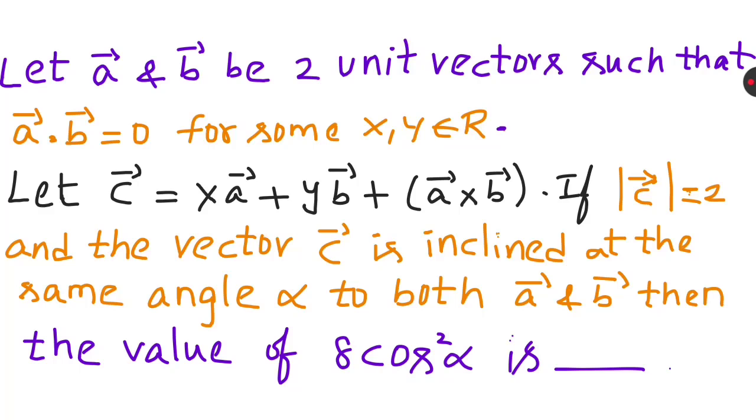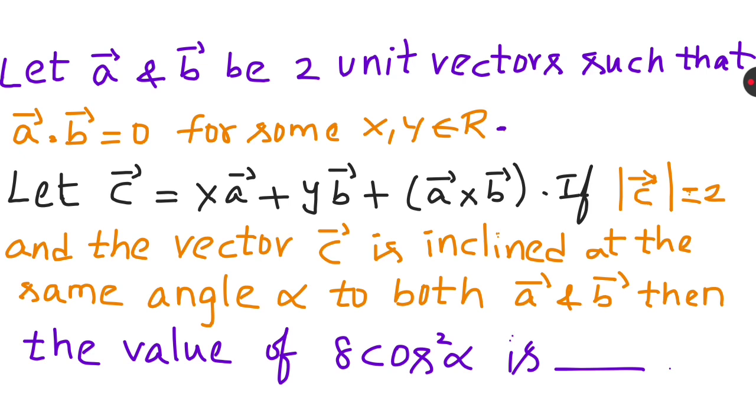Let A and B be two unit vectors such that A dot B equals 0, for some x, y belonging to R. Let C equal x A bar plus y B bar plus A cross B. If the magnitude of C is 2, and the vector C is inclined at the same angle alpha to both A and B, then the value of 8 cos square alpha is what? Let's see how to solve this.